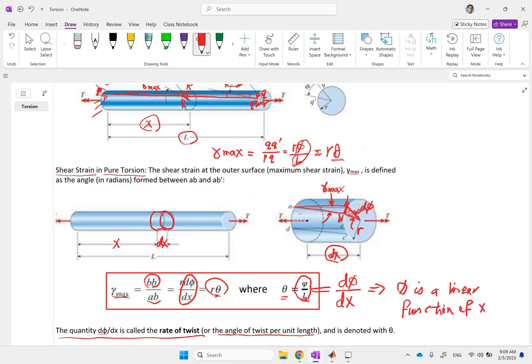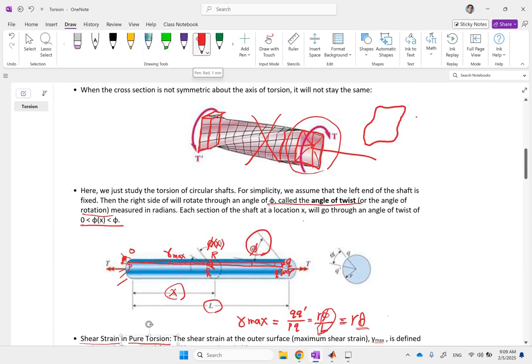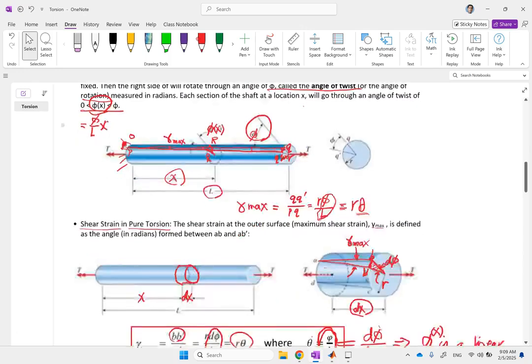of x. Because the derivative of it with respect to x is a constant value. Phi is constant, L is constant. So clearly, phi of x is just a linear function. When we say phi changes between 0 to phi, it changes linearly. What was the function of it? Clearly, you can see it's phi over L times x. That's this function. At x of 0, it's 0. At x of L, it's phi. So this is phi of x, phi over L times x.